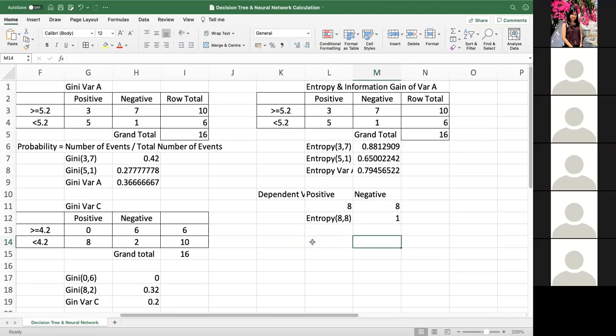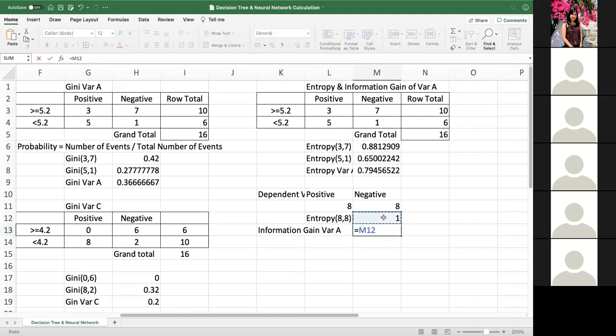Now we will calculate the information gain. Information gain of variable A is equal to 1, the dependent variable entropy, minus entropy of variable A. You will get it as 0.20. So basically this variable will not appear in the tree because it is less than 0.50. So entropy is a two-step process where it first calculates entropy, then using the entropy it calculates the information gain, and this is the methodology it uses.